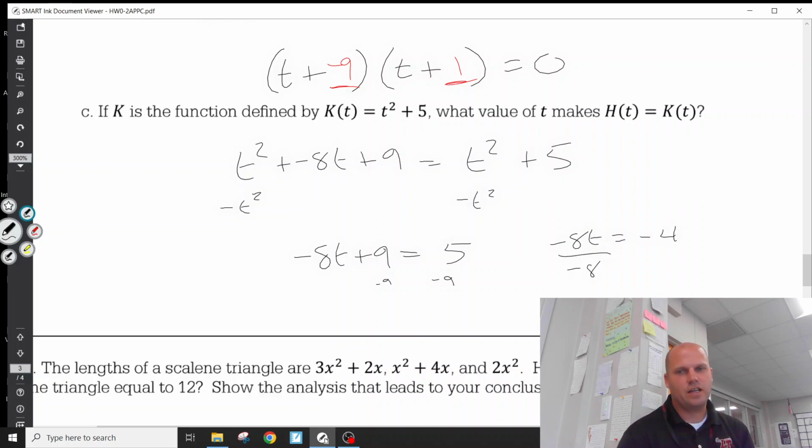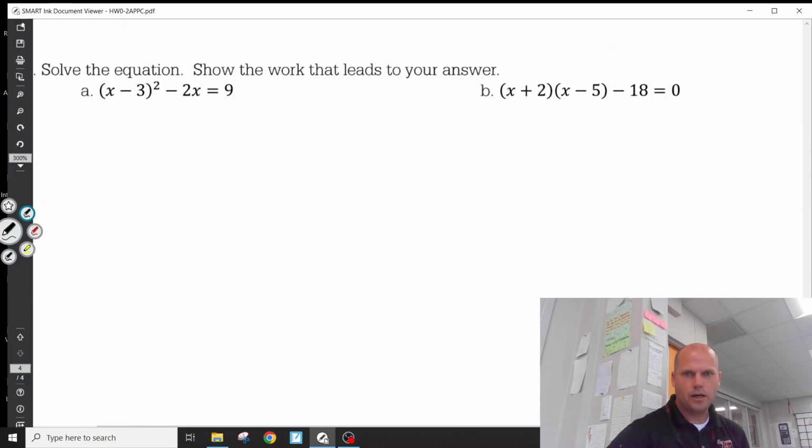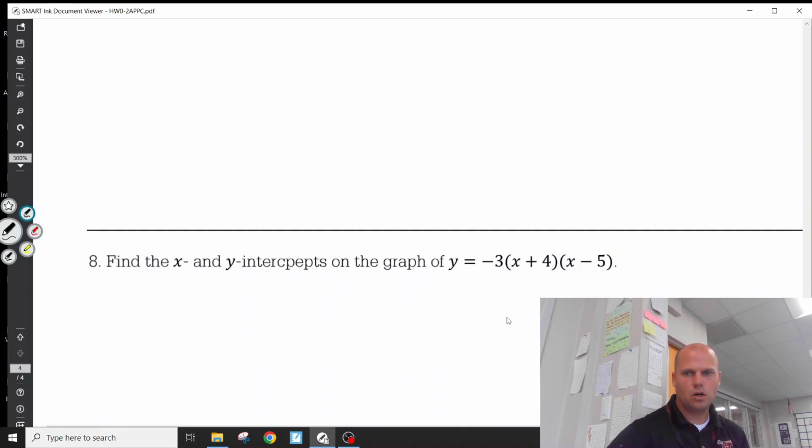Don't make the mistake of saying this is 2. Come on. I have so many students that are like, oh, divide by 4. No. What is bothering your variable? What do we need to undo the program? Undo what is being done to t. Divide by -8. You get +1/2. All right. Almost there.